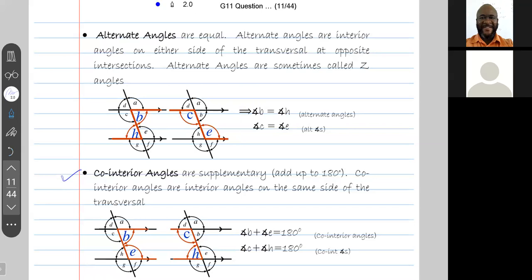So whenever you have parallel lines cut by a transversal, you must remember corresponding angles, co-interior angles, and alternate angles. It's necessary to have this knowledge available to you when you're doing bearing, because two north-south lines are parallel and two east-west lines are also parallel.